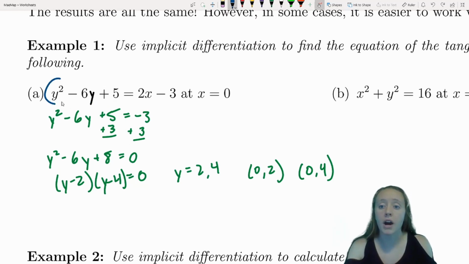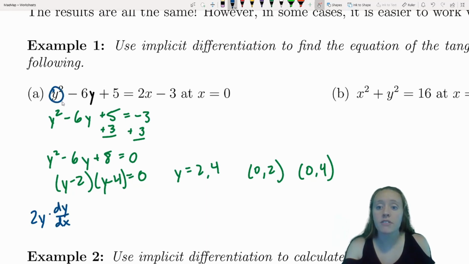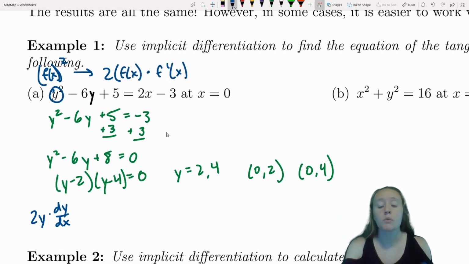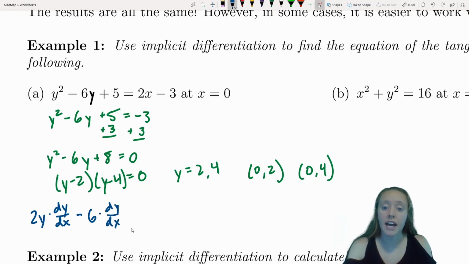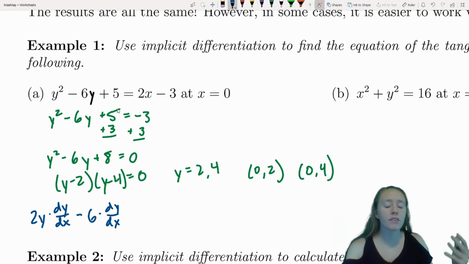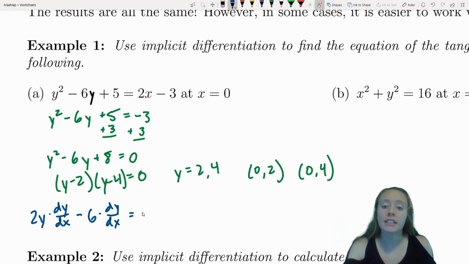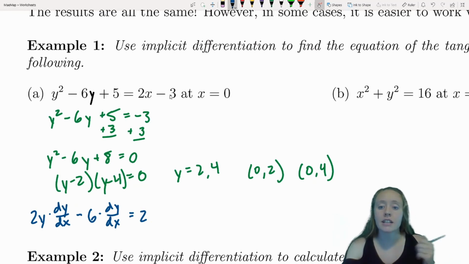So the derivative of y squared is going to be 2y times dy/dx, because if this was some function of x and it was squared, that derivative becomes 2 times f of x multiplied by f prime of x. So in this case, 2 times y times dy/dx. Now the derivative of negative 6y, pulling that 6 out in front, is minus 6 times dy/dx. And then we're adding the derivative of 5, a constant, which is just 0, regardless of what variable you're taking the derivative with respect to. And then the derivative of 2x is simply 2, and the derivative of, again, a constant is 0.